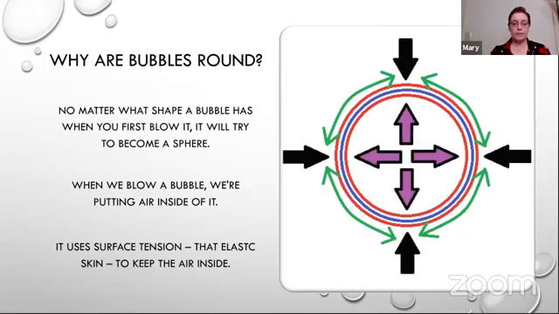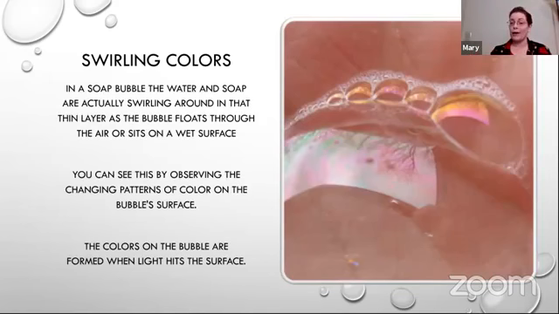Now, when you blow bubbles, you might notice that sometimes you can see these beautiful swirling, colorful patterns on the surface of the bubble. So in a soap bubble, we have the water and the soap mixing together, and the soap is sort of protecting the water by sandwiching it. But we have that material that's swirling around in a thin layer as the bubble floats through the air or sits on a surface. So you can see how this material is swirling around by observing the changing patterns on the surface of the bubble.